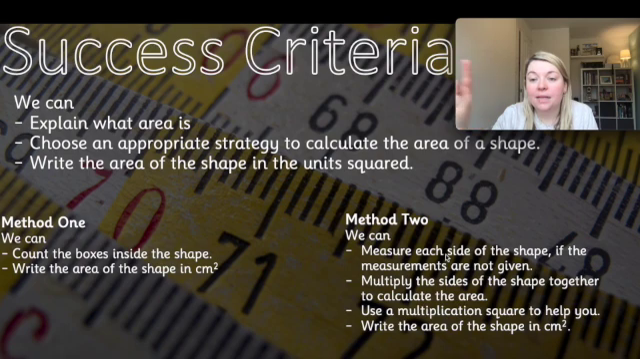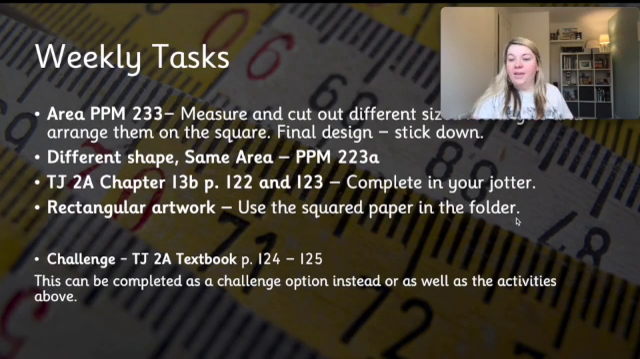If the measurements are given, you multiply the sides of the shape together to calculate the area. Now, you can use a multiplication square to help you, or you could use repeated addition, or you could draw an array. It's up to you. And you write the area of the shape in centimetres squared, or the amount of units you've measured the sides in.